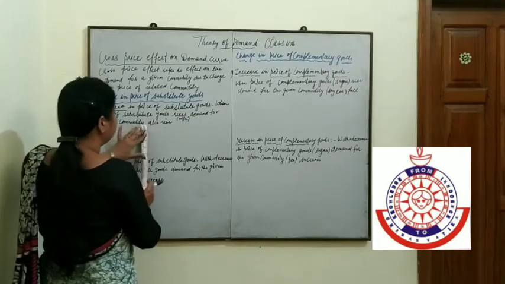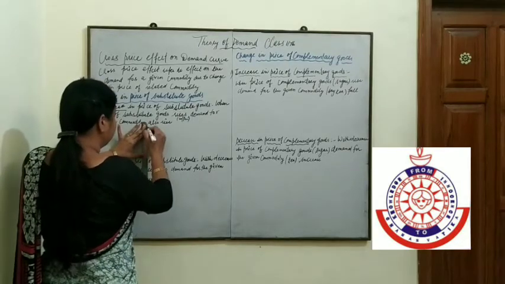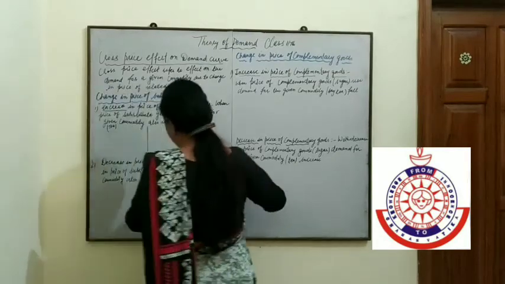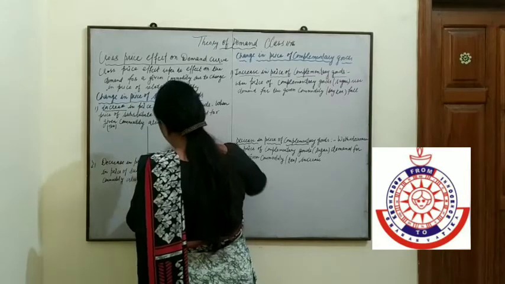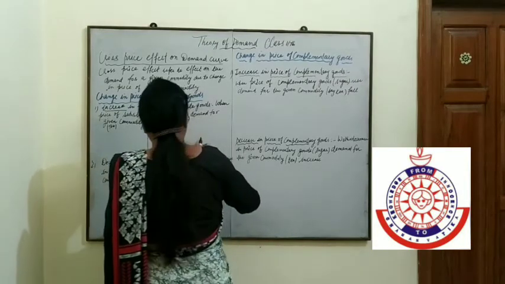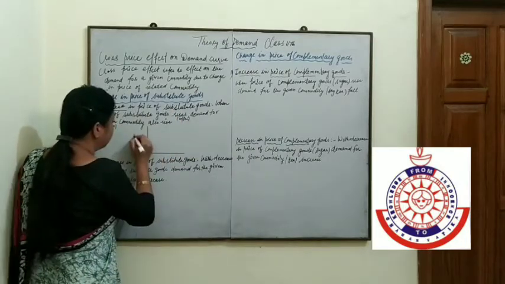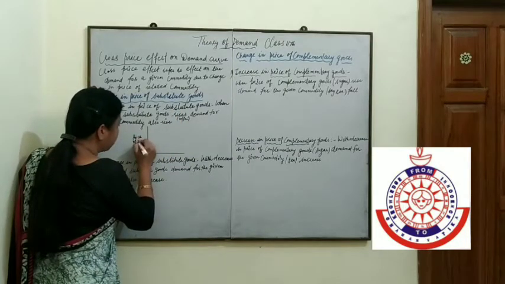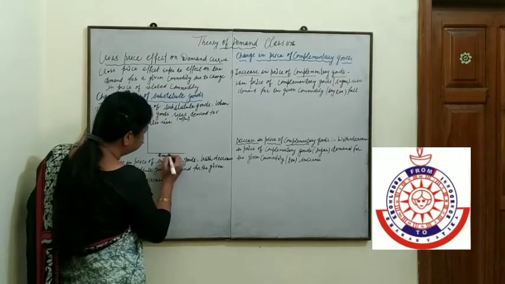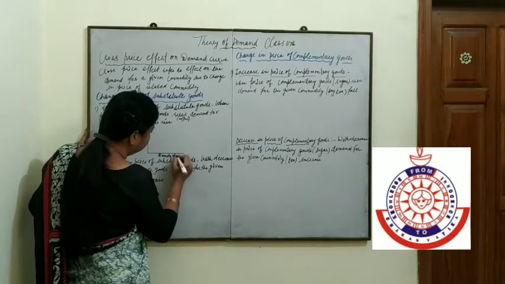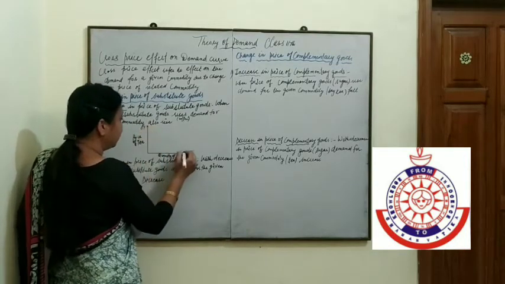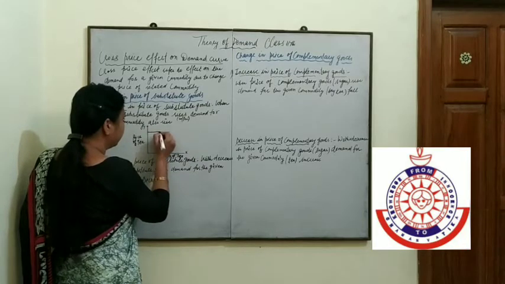We are making a diagram here, with the given commodity tea. Here we write the price of tea. Our given commodity is tea, and the quantity of tea. Initially at this price we are demanding this much quantity.